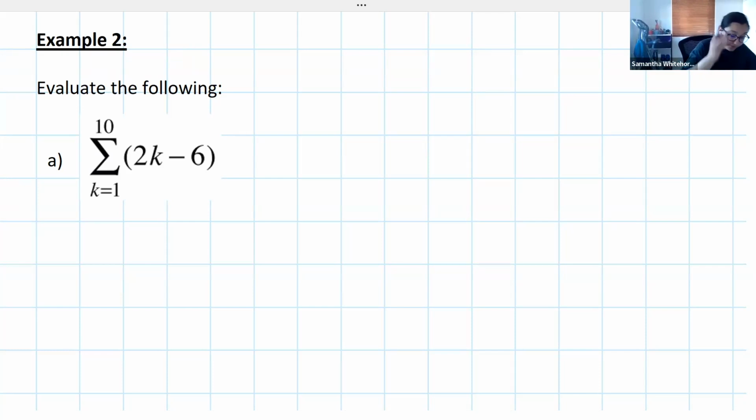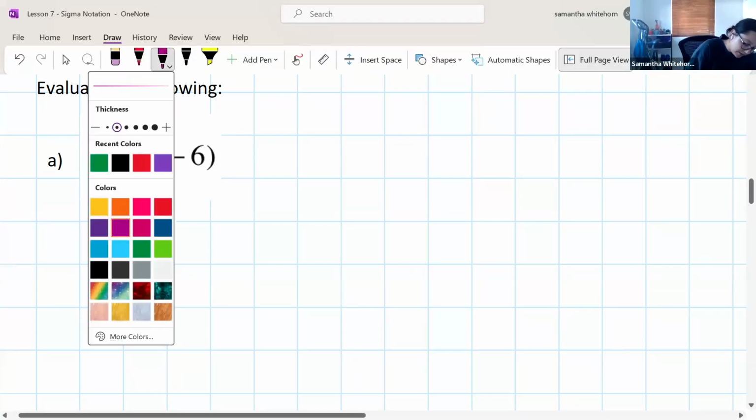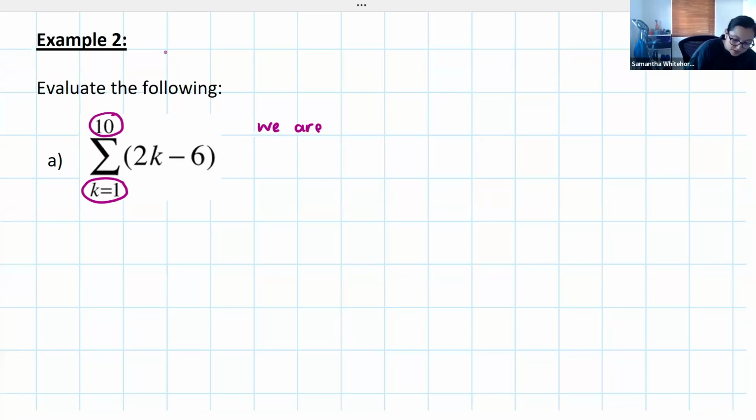All right, so a couple of things we want to figure out before we get started. Because of the number at the top and the bottom, so k equals 1 and this 10, we are adding terms 1 to 10.